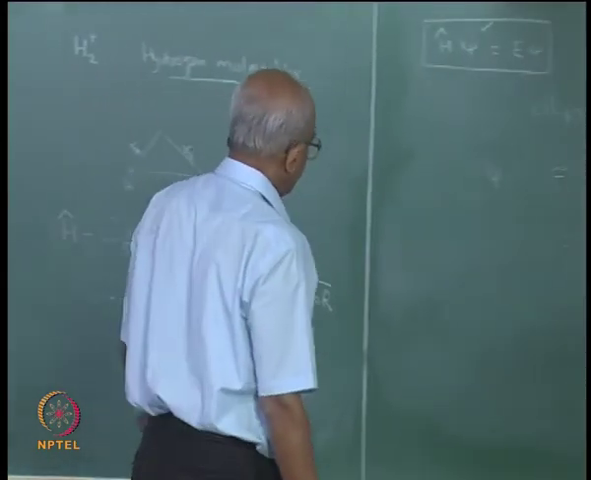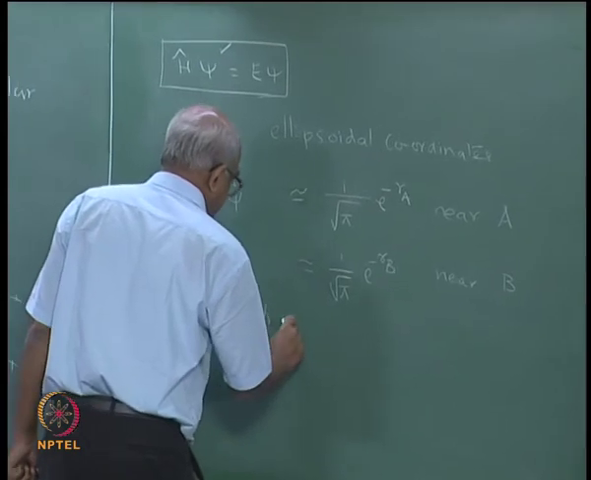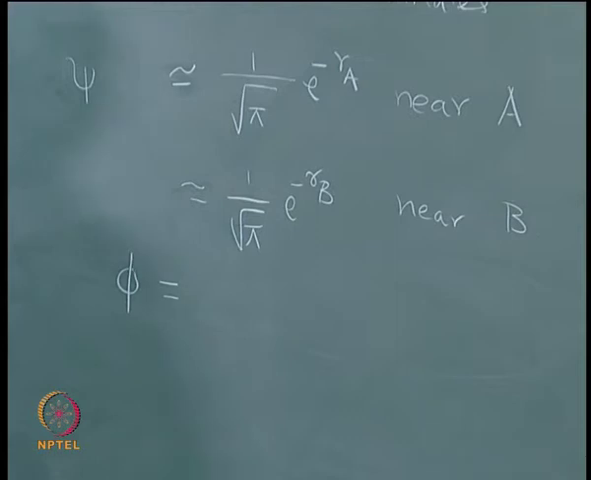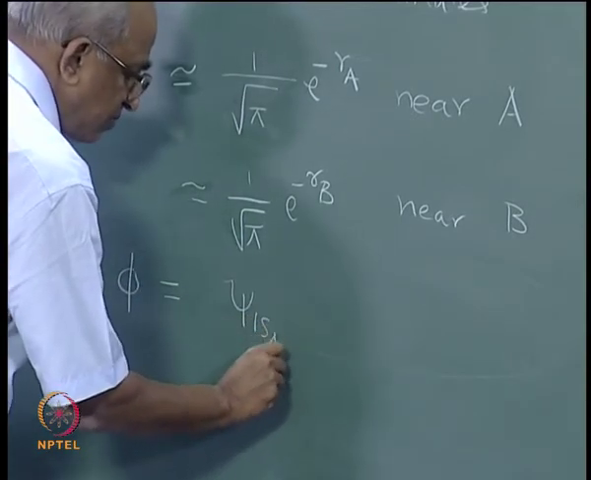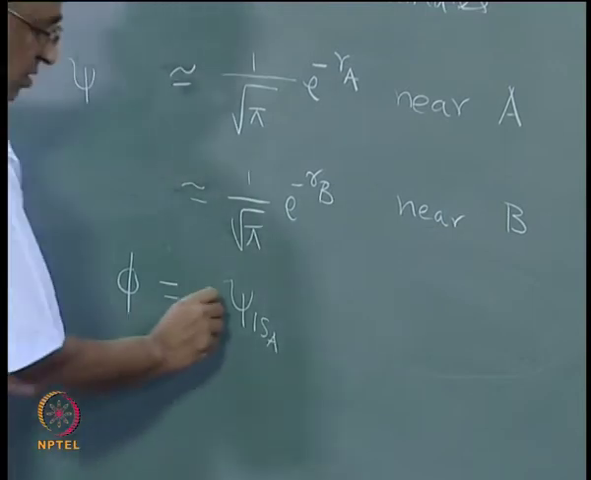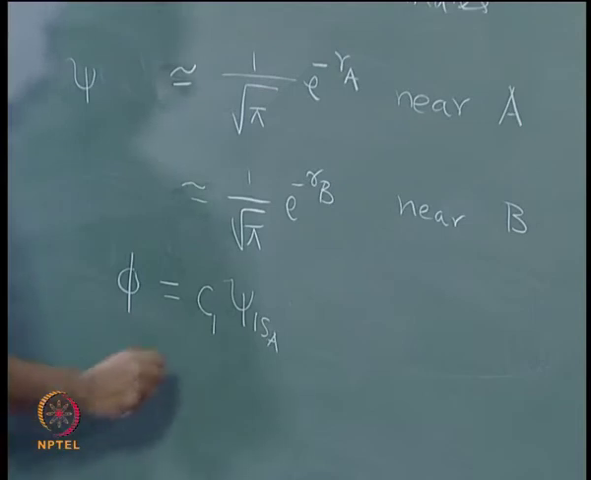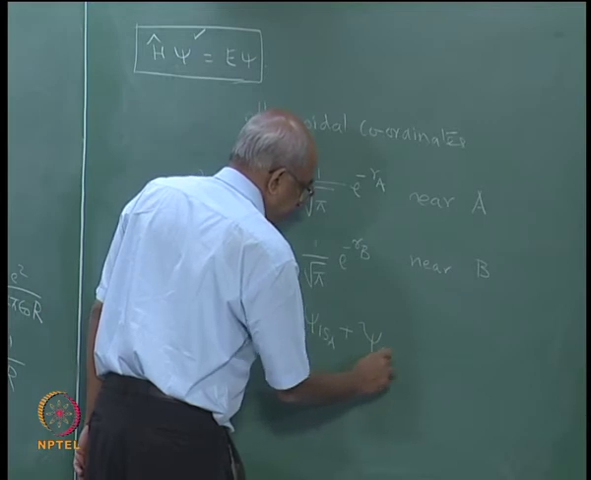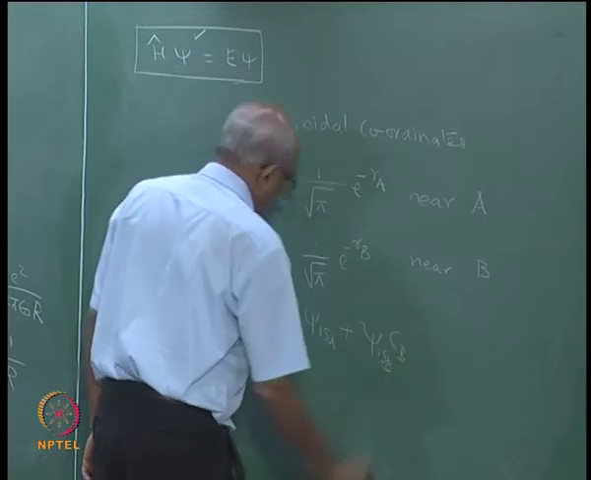So, what I will do is I will have a trial function which I am going to call phi, and that is going to be written as some constant, maybe I should call it Ca, into psi 1s A, plus psi 1s B into Cb. This is my trial wave function.